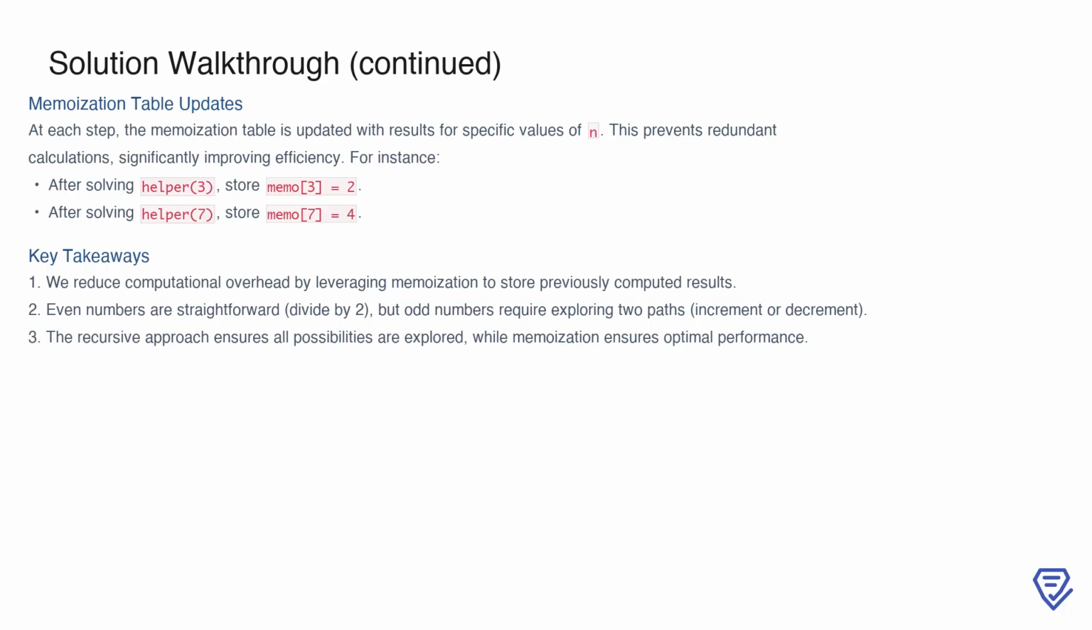The key takeaways here are that even numbers are straightforward to handle since we simply divide them by 2, but odd numbers require exploring both increment and decrement paths to find the most efficient solution. By combining recursion to explore all possibilities with memoization to store intermediate results, we achieve optimal performance while ensuring correctness. This approach balances clarity and efficiency, making it a robust solution for the problem.